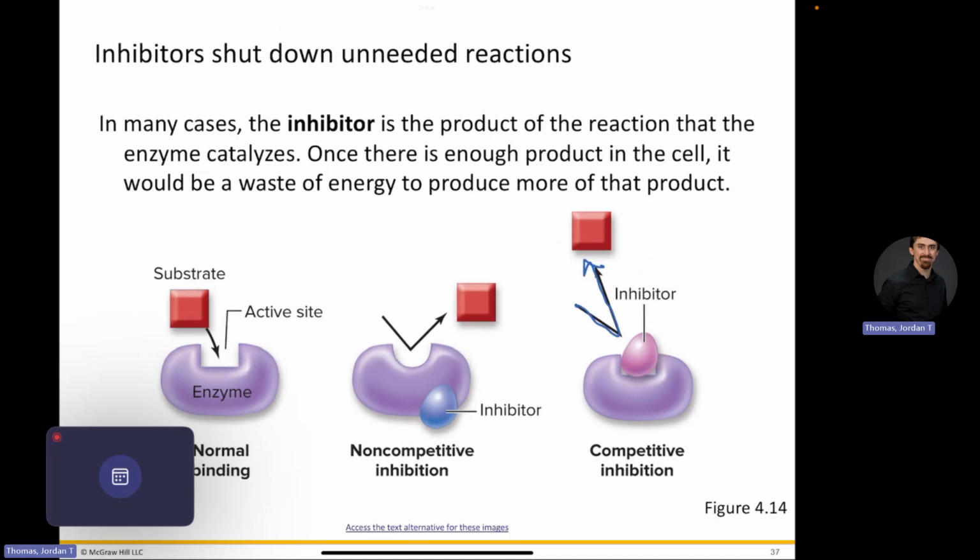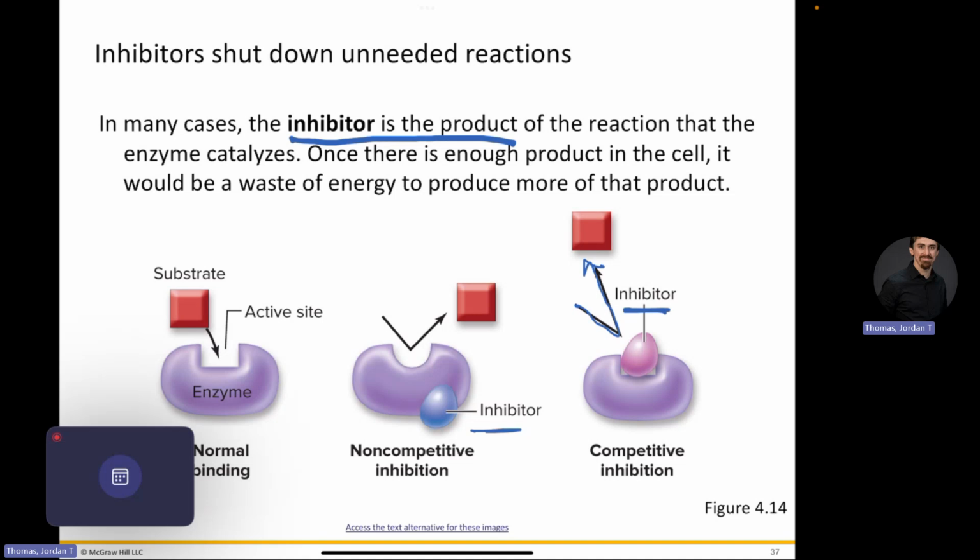So in many cases, the inhibitor is the product of a reaction that the enzyme catalyzes. Once there's enough product in the cell, it would be a waste of energy to produce more than that product. So a lot of times, whatever the product is becomes the inhibitor in some way. It tells the enzyme, hey, you made the product, we have enough. We don't need any more, we can stop this reaction. So a lot of times the inhibitor is the product. It's going back to tell the enzyme, hey, you can stop, we have enough.